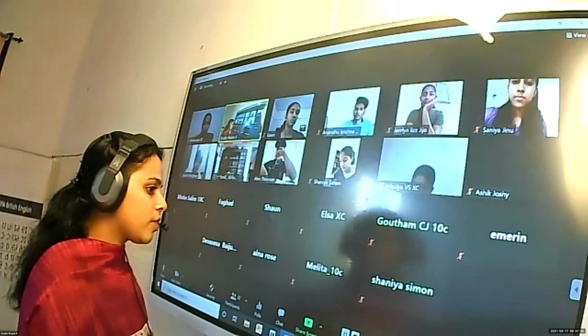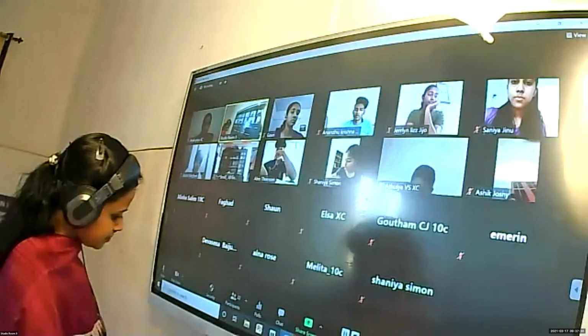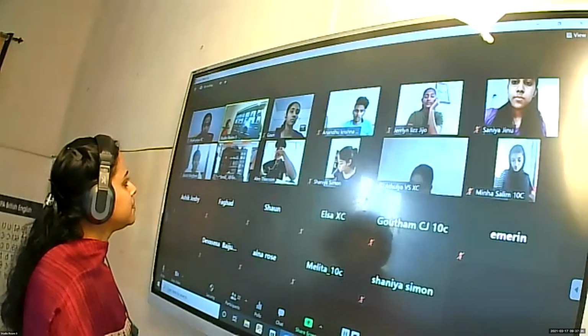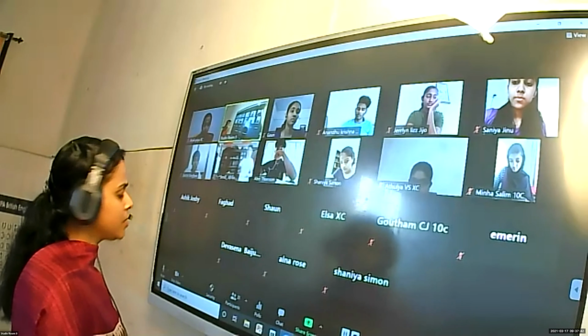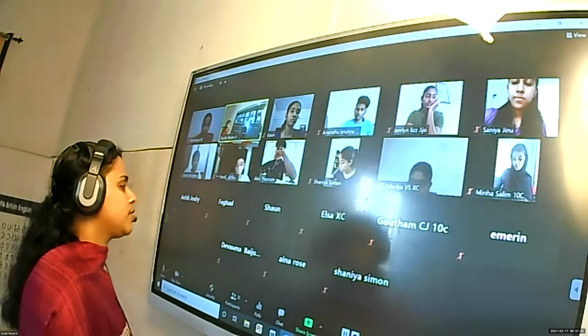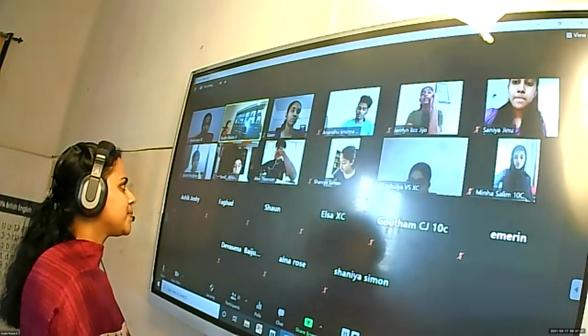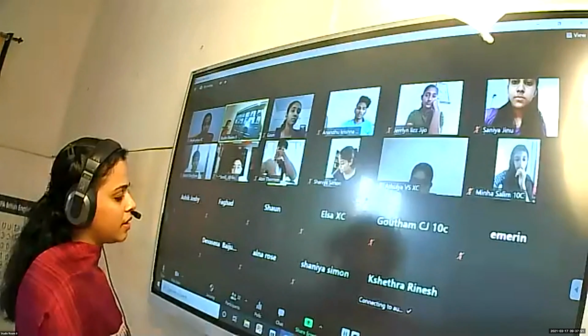Abin, if the object is placed at focus, where do you get the image? At infinity. What about the nature and size of the image formed? Size is enlarged, highly enlarged. All right. What about its nature? Real and inverted. All right.